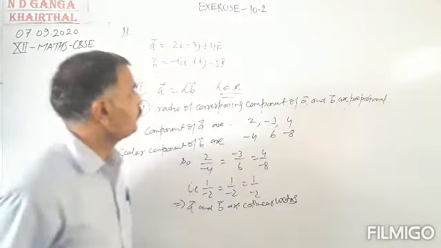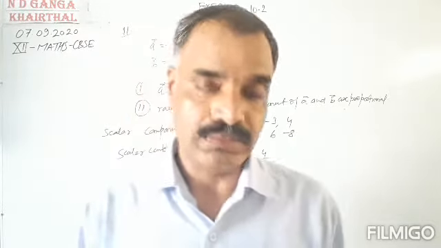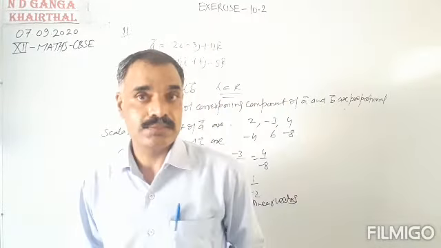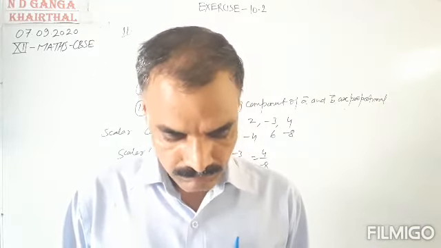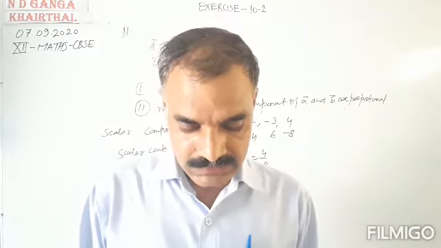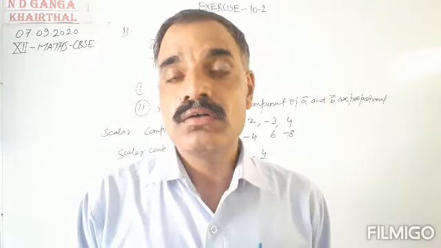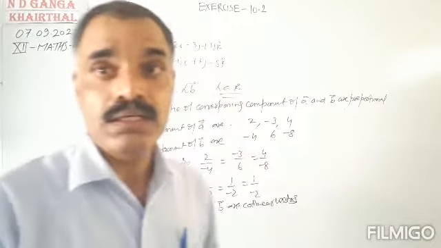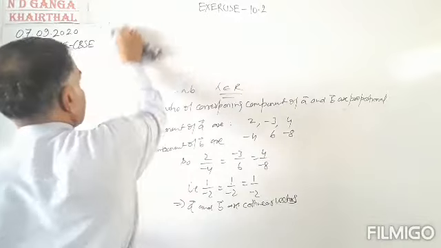So in this way we can show that the vectors are collinear vectors, using the components of vectors. Now the next question. This was question number 10. Question number 12 is also having some important concept. Okay, question number 12.